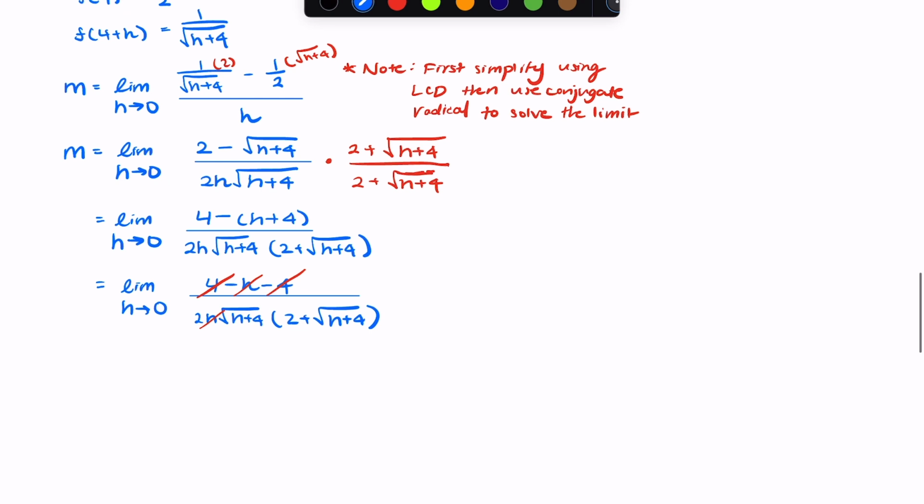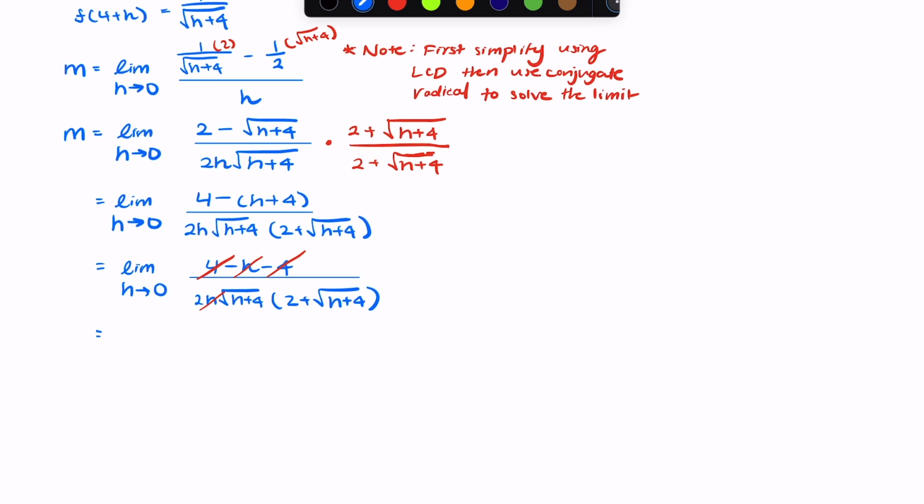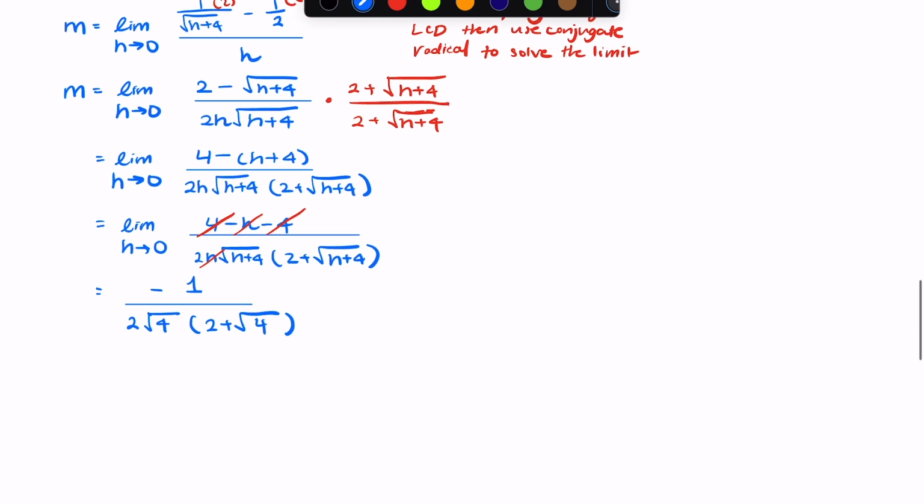So we sub that in. Now we sub h is equal to 0. We'll be left with negative 1 over 2 square root 0 plus 4, which is 2 square root 4, times bracket 2 plus square root 0 plus 4, which again is square root 4. If we simplify that, we'll have negative 1 over 4 times 4, which is equal to negative 1 over 16.